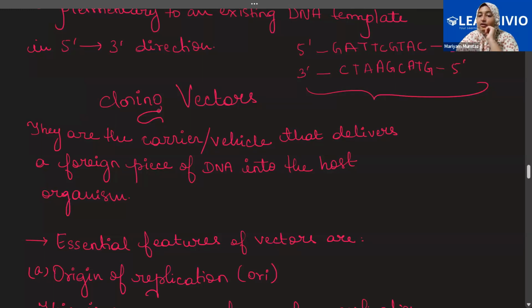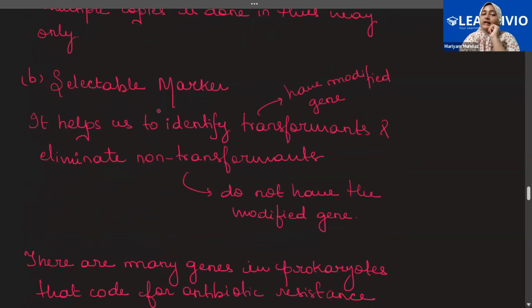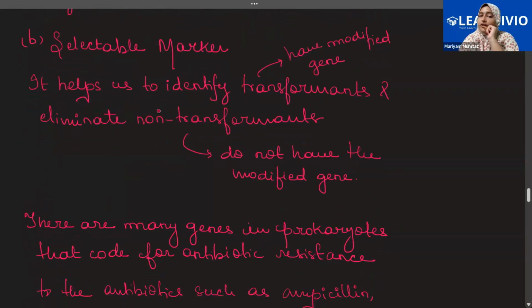Okay, so cloning vector, cloning means what? Making clones, making multiple identical copies. So those vectors that are used for making that are known as cloning vectors. Now, moving forward, the next property that any cloning vector must have is a selectable marker.